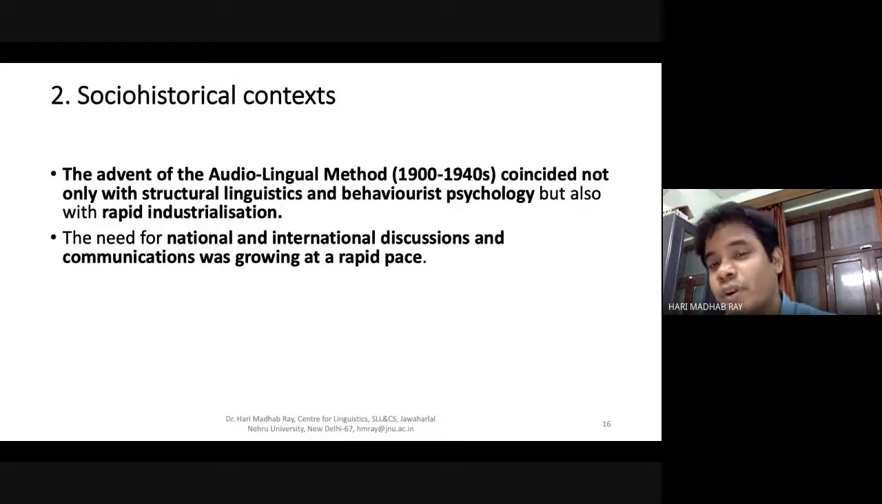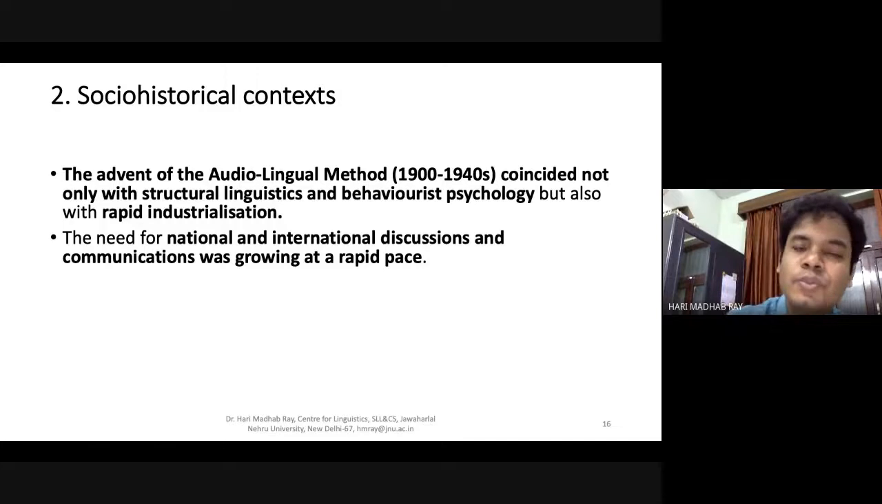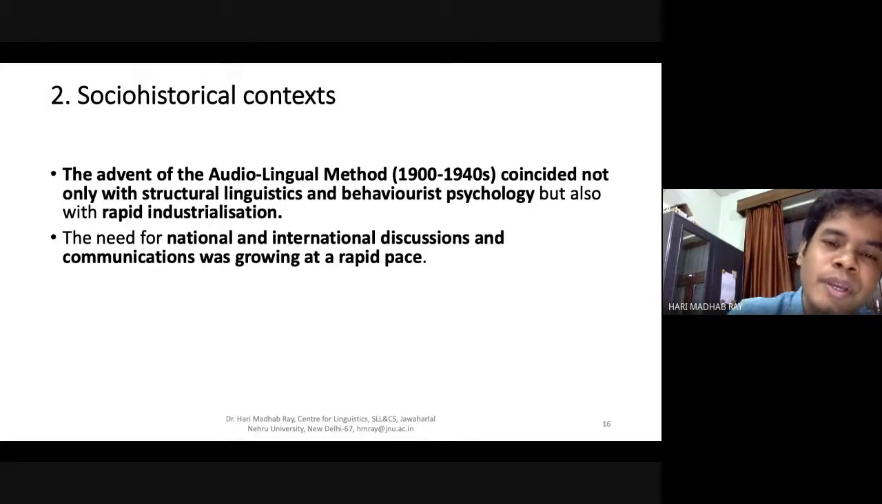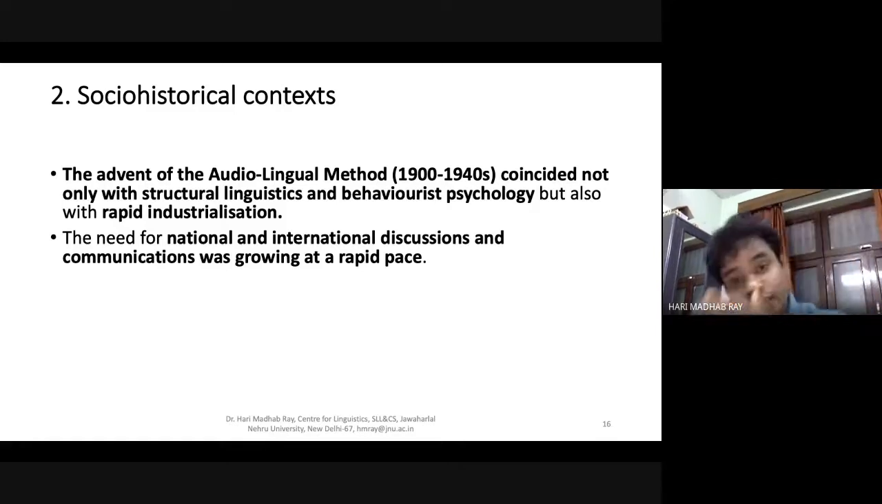This is the time of structural linguistics. So who are the structural linguists? Because linguistics started there itself in 1916, if you talk about that famous Saussure, who wrote the Course in General Linguistics. And this was the time of behaviorist psychology.